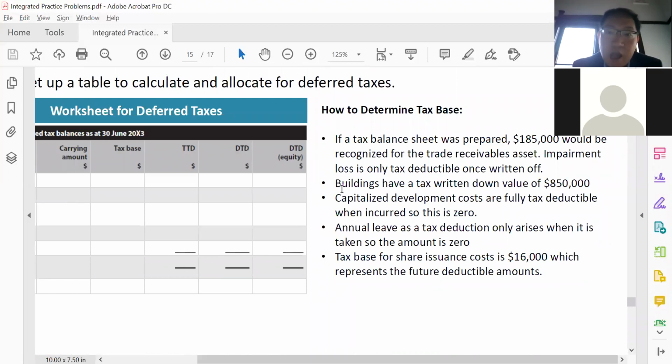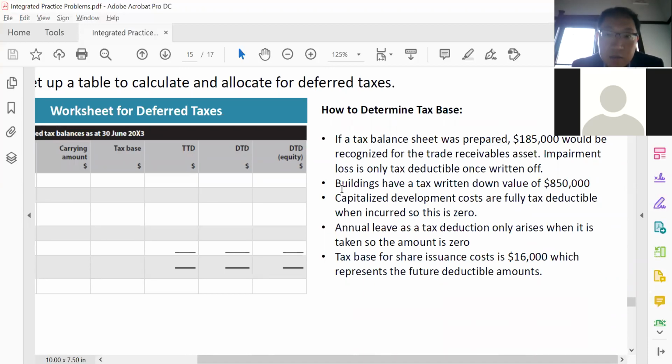Buildings will have a tax written down value of 850,000. How did we calculate this? This was in the other information. We were told that the tax depreciation for the buildings was 100,000 in the prior year and 50,000 for the current year. So buildings were acquired with a cost of 1 million. 1 million less 150,000 is 850,000.